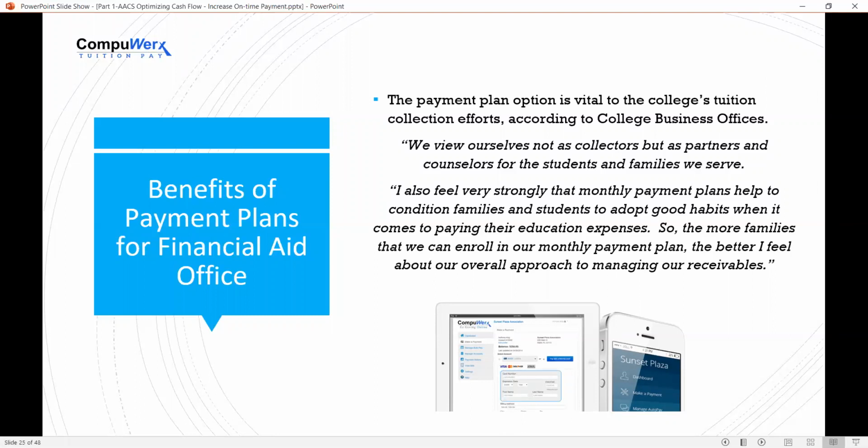I also feel very strongly that monthly payment plans help to condition families and students to adopt a good habit when it comes to paying their education expenses. So the more families that we can enroll in our monthly payment plans, the better I feel about our overall approach to managing our receivables.